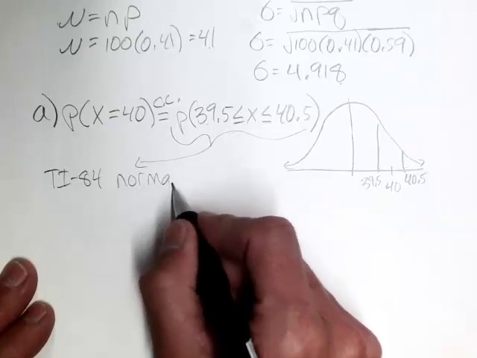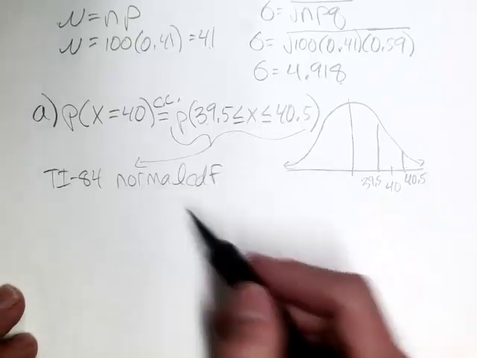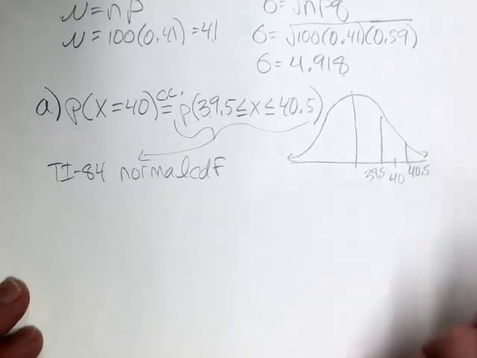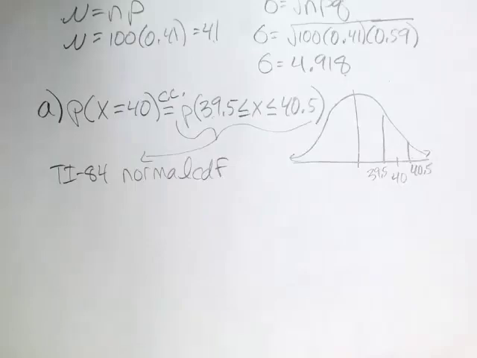Normal CDF. At this point in time, you should be familiar with this function and where to find it. Okay, my lower bound was 39.5, my upper bound was 40.5.